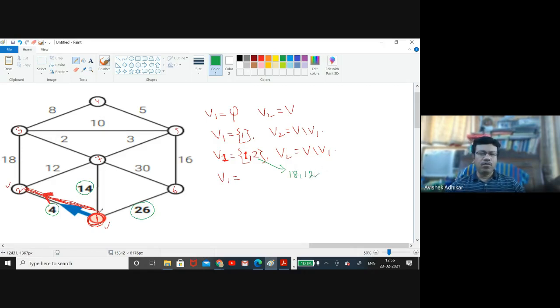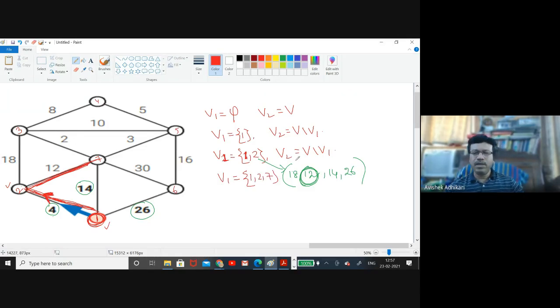And from 1 you have already explored this one, so you do not have to consider this 4. What are the other places where you can go? You can go from here to this, the cost is 14, and this cost is 26. Among these, what is the minimum cost? This is the minimum cost, so you need to choose this path. Now in V1 you have 1, 2 and 7.